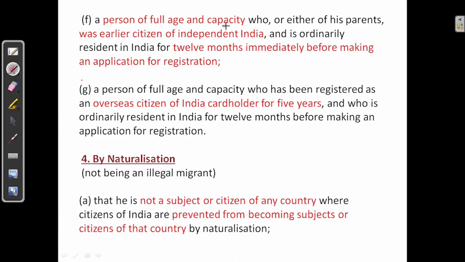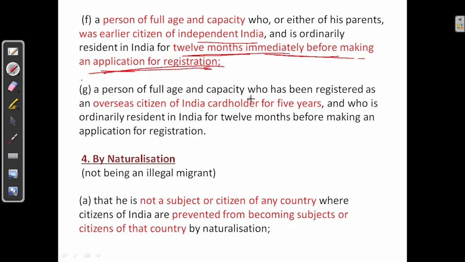A person of full age and capacity who, or either of whose parents, was earlier a citizen of independent India and is ordinarily resident in India for 12 months immediately before making an application for registration. Okay, such a person will also get the citizenship of India.